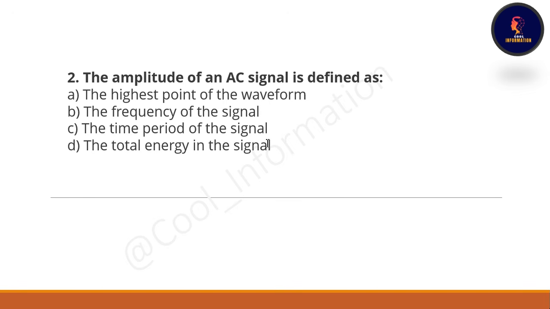Next question is, the amplitude of an AC signal is defined as what? The highest point of the waveform, the frequency of the signal, or the time period of a signal. And last option is the total energy of the signal, and the correct option is option number A, which is highest point of the waveform.